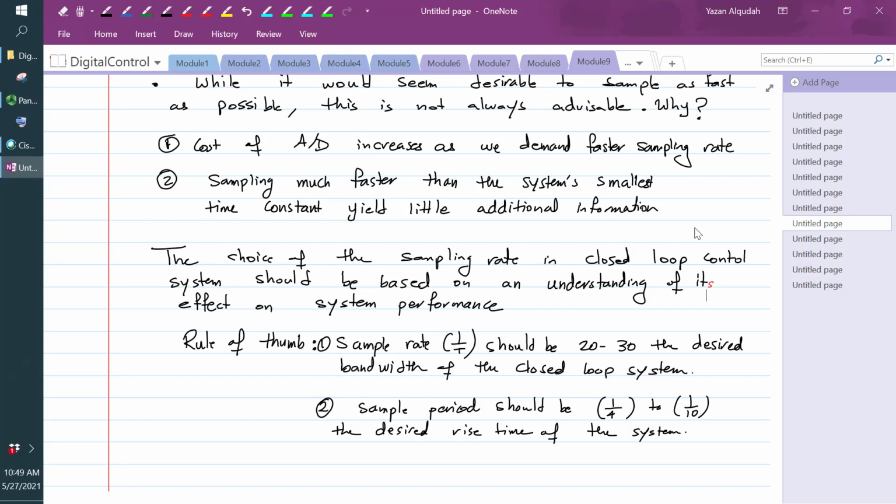And then the step after that, we're going to look at the open loop system, then the closed loop system, and then we start talking about the controller design and the performance of the system.